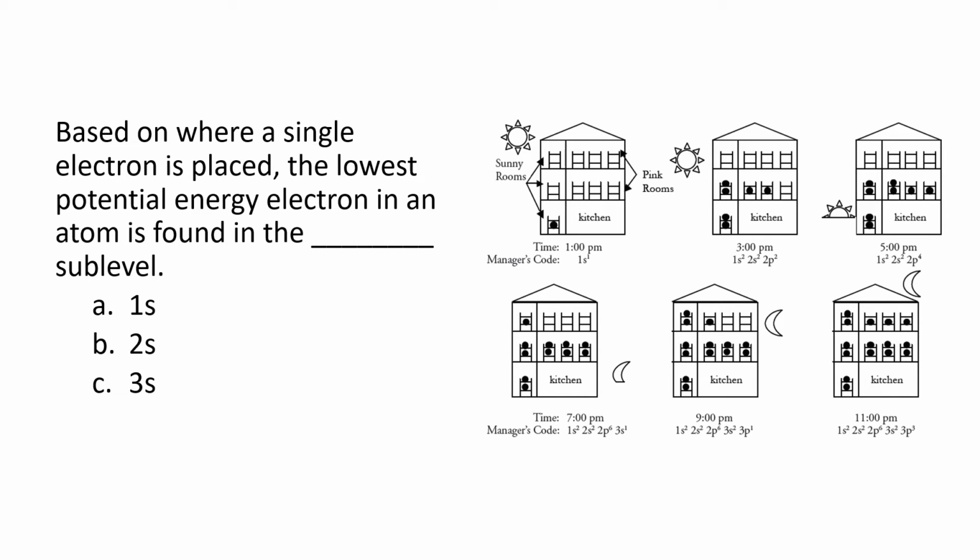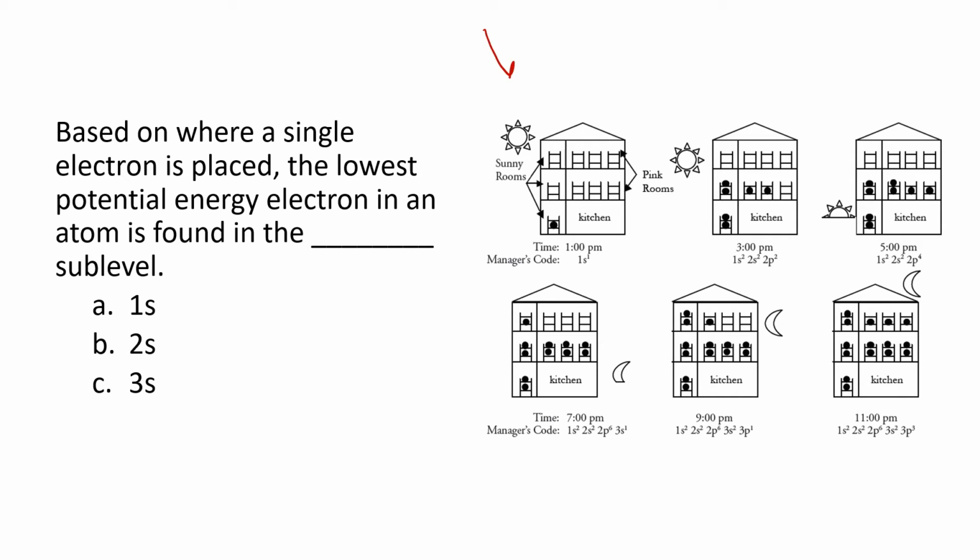So this is from an assignment that I had last year, but I want you to see it. If you'll notice, this is the same house, but at different times they have different amounts of tenants in them. Just looking at it, the manager's code tells you how many occupants there are, what floor they are on, what room they're in, etc.